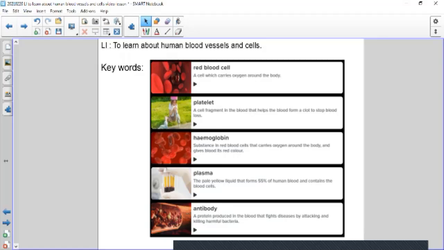Plasma. Plasma is a pale yellow liquid that forms about 55% of human blood and contains the blood cells. It is a very important part of the blood, and it's really there as a liquid to carry the other parts of the blood. And then we have antibody. An antibody is a very special protein produced in the blood that fights diseases by attacking and killing harmful bacteria.